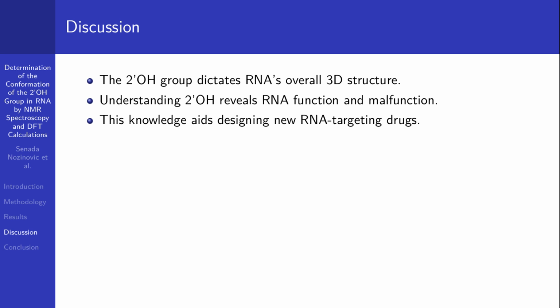Think of it this way. If you want to design a key to fit a lock, you need to know the exact shape of the lock's tumblers. Similarly, knowing the 2OH group's conformation helps us understand how RNA functions normally, how it might malfunction in disease, and how we can design new drugs that specifically target RNA to correct these malfunctions. This new tool significantly accelerates our ability to explore the vast potential of RNA, opening doors to entirely new therapeutic strategies.